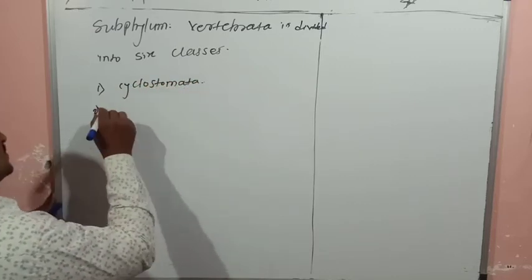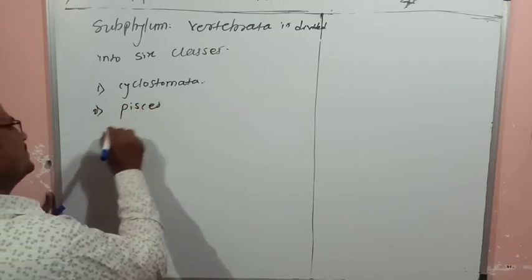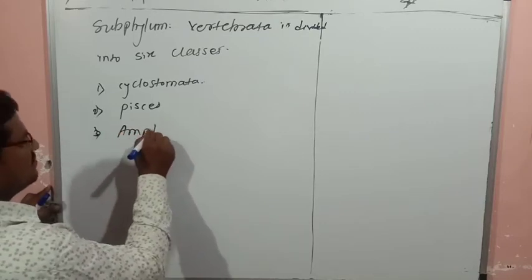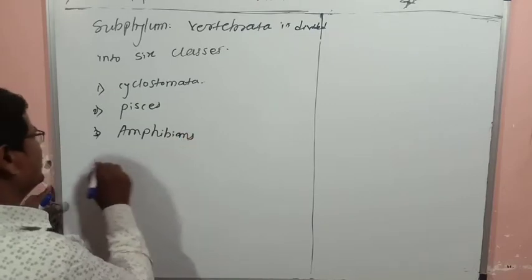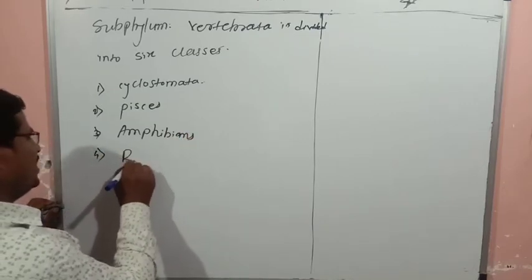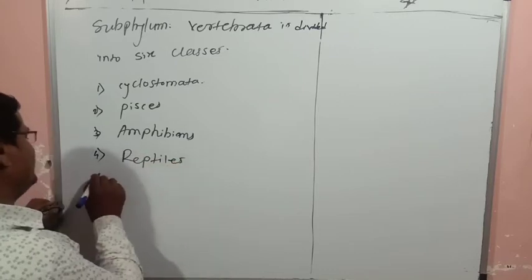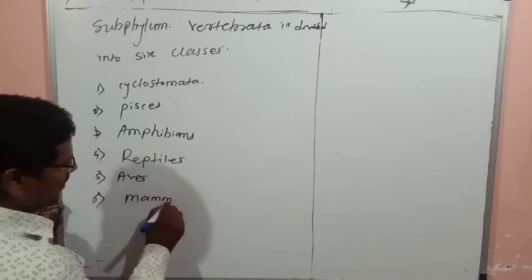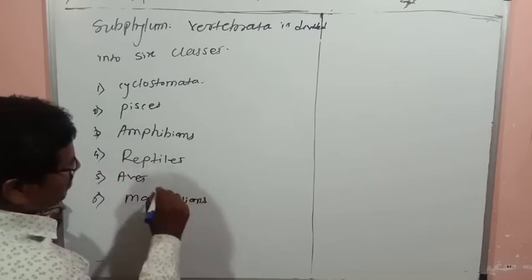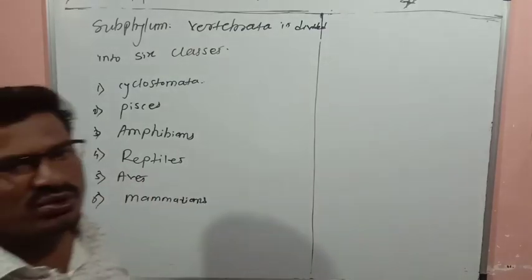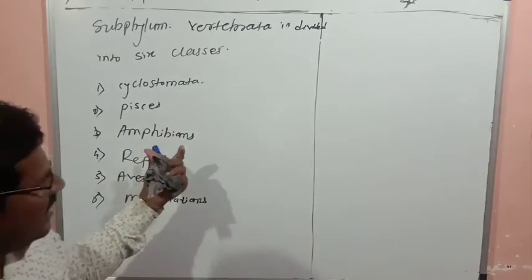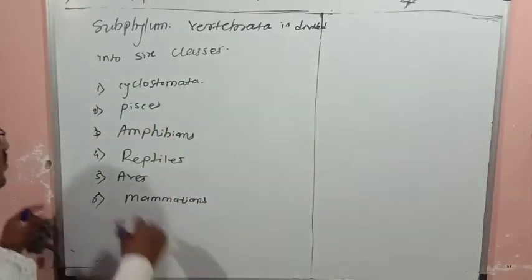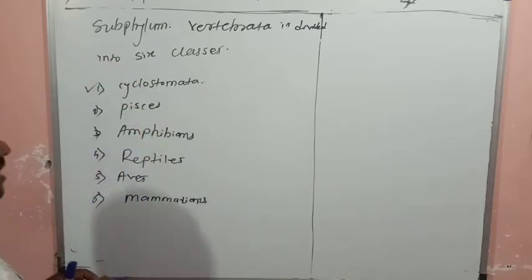Second is Pisces. Third is Amphibians. Fourth is Reptiles. Fifth is Aves. Sixth is Mammals or Mammalians. So these 6 classes we are going to study one by one, along with their characteristics and their examples in this video. Very first we will study Cyclostomata.